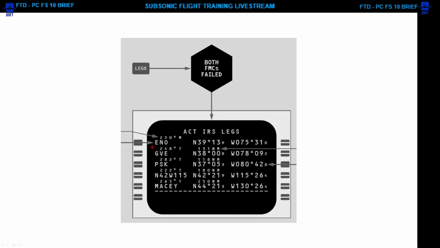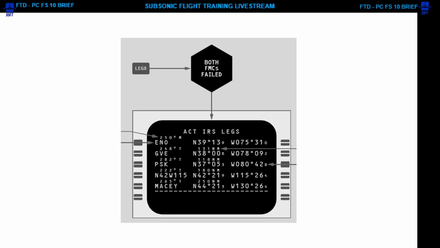You'll notice that the first waypoint is magnetic, but everything else is true, because you don't have the FMC tables anymore of what the magnetic variation is of all those other waypoints. So it can't figure out the magnetic course of all the other waypoints. It can figure out the magnetic course of the active waypoint, but not of any of the downtrack waypoints. So everything else will be in true. The first waypoint's in magnetic.